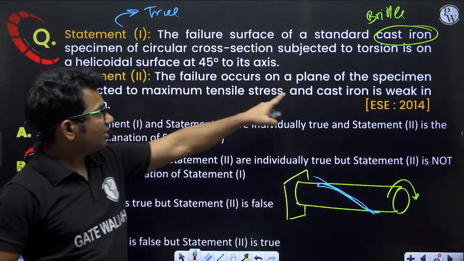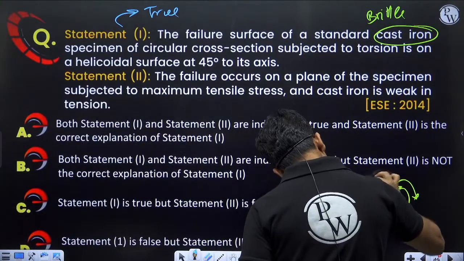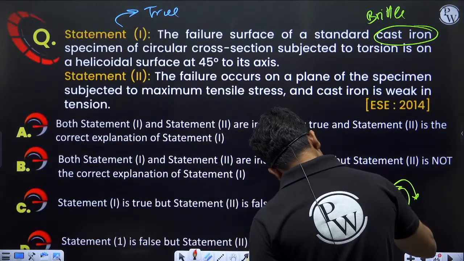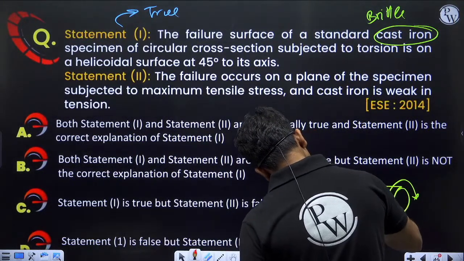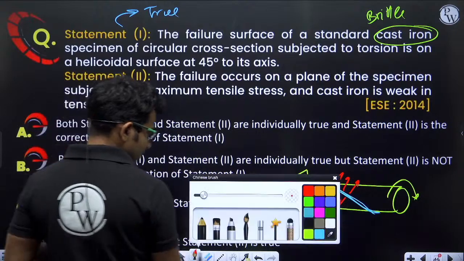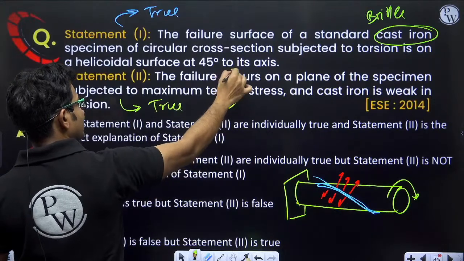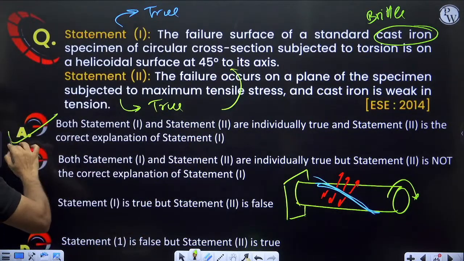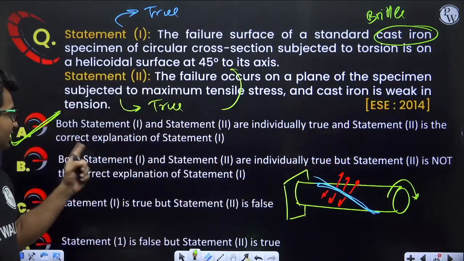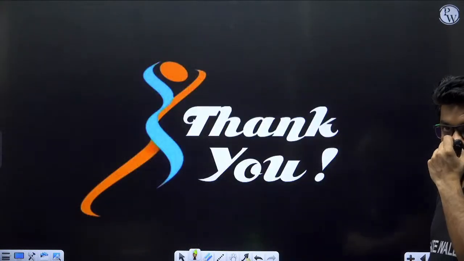Statement 2, the failure occurs on a plane of the specimen subjected to maximum tensile stress. Yes, at this plane we will be getting maximum tensile stress like this, and cast iron is weak in tension. So this is also true, and it is the correct explanation also. That means option A is correct. Both statement 1 and statement 2 are individually true, and statement 2 is the correct explanation of statement 1. Let's move on to next question.